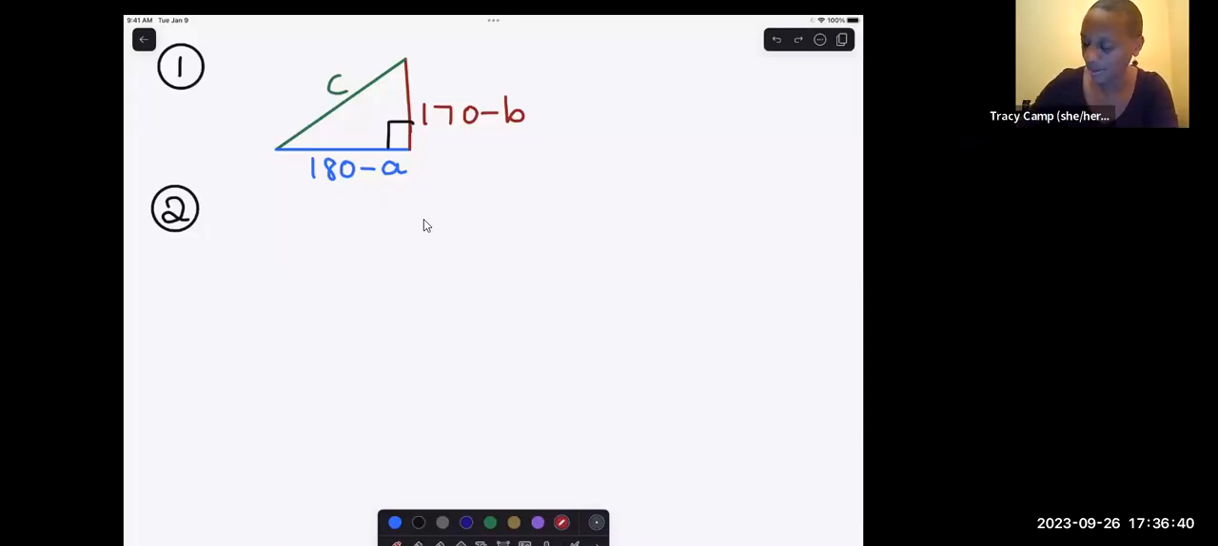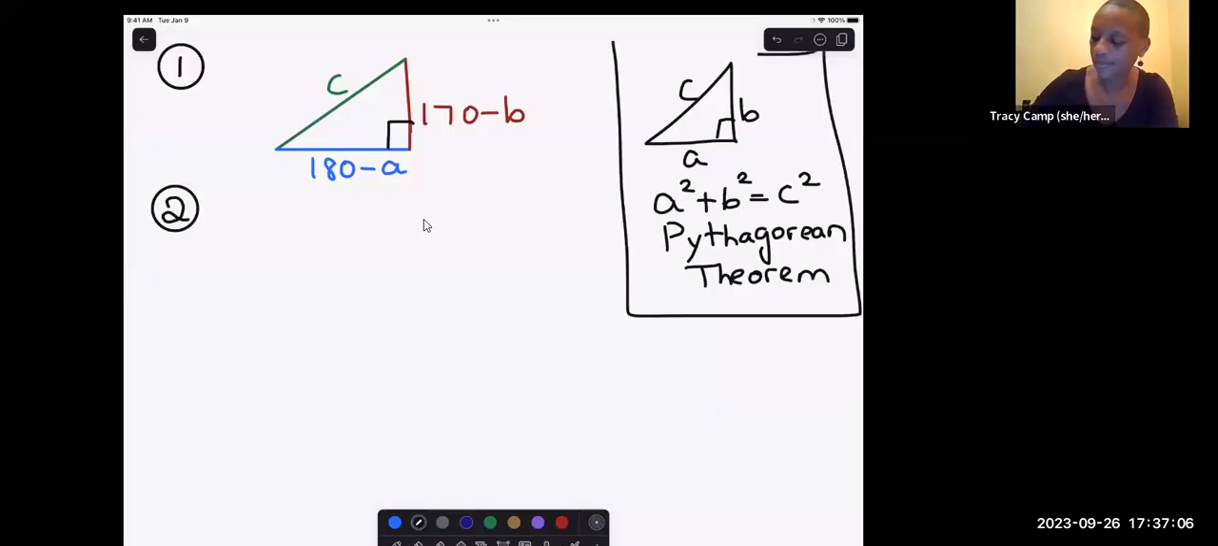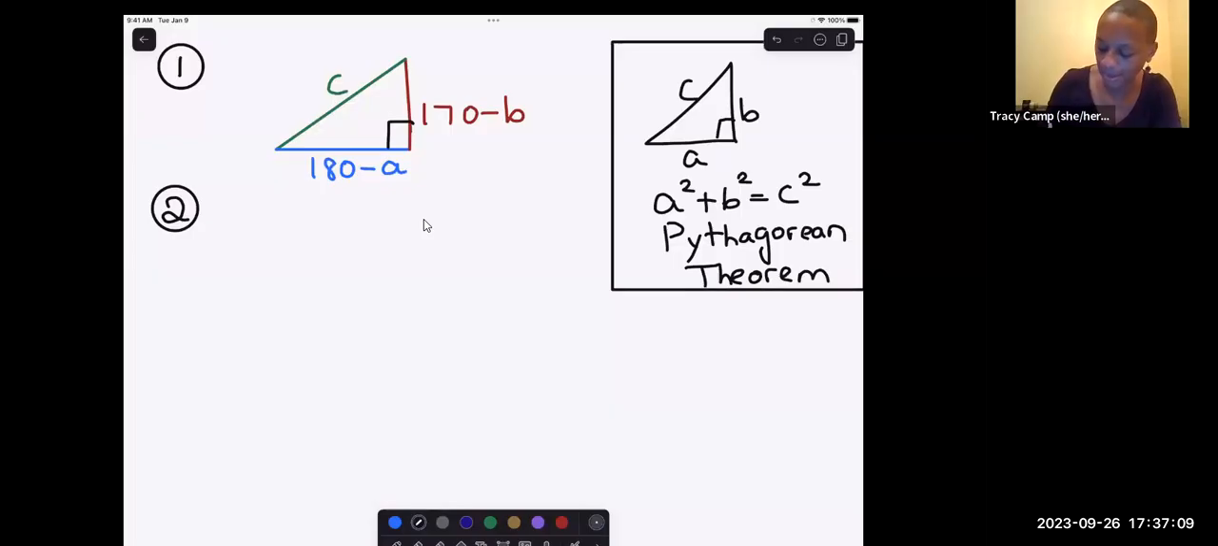Just a reminder that if you do have a right triangle, and this is A, B, C, the Pythagorean theorem says A squared plus B squared equals C squared. So I'm going to go ahead and use that. And so in this case, I'll have (180 minus A) quantity squared plus (170 minus B) quantity squared equals C squared.